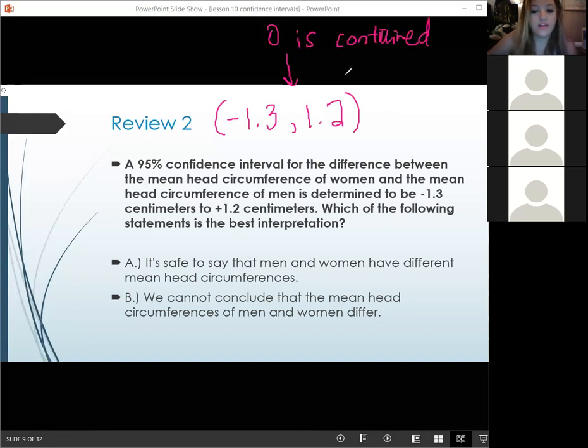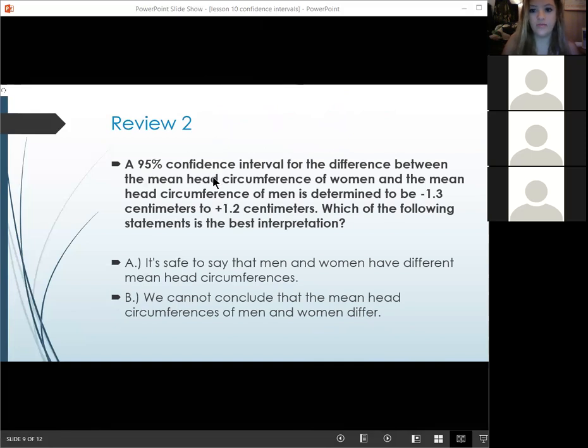Since 0 is contained, we're 95% confident that our population parameter is within these two numbers. That means there's a high probability that it possibly could be 0, which would say that there's no difference. So B is going to be our answer, because since 0 is contained in the confidence interval, we're not able to conclude that the mean head circumferences differ, because there is a probability that it is 0, which would mean there's no difference there. So good job. Awesome.